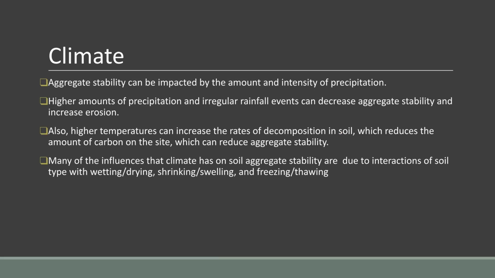Climate affects aggregate stability through precipitation intensity and amount, which can increase erosion. Higher temperatures accelerate decomposition, reducing carbon and aggregate stability. These influences interact with soil type, wetting/drying, and freezing/thawing cycles.